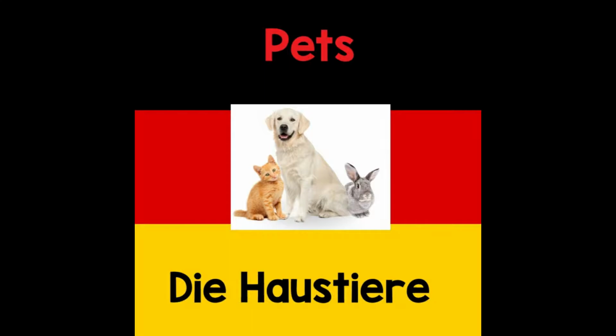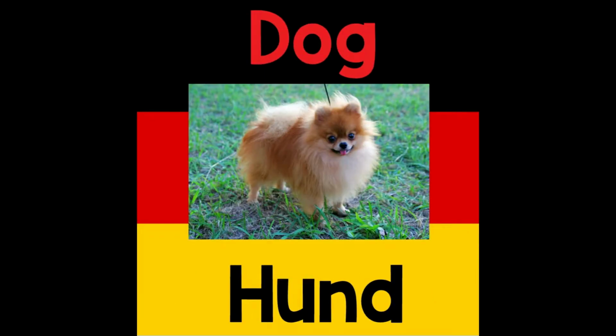Okay, so if you have a dog or a cat or a bird, then we can learn to talk about them and say, I have a dog or cat, etc. Okay, so let's have a look at our first word. First of all, we're looking at dog. The German word for dog is similar to the English word hound.